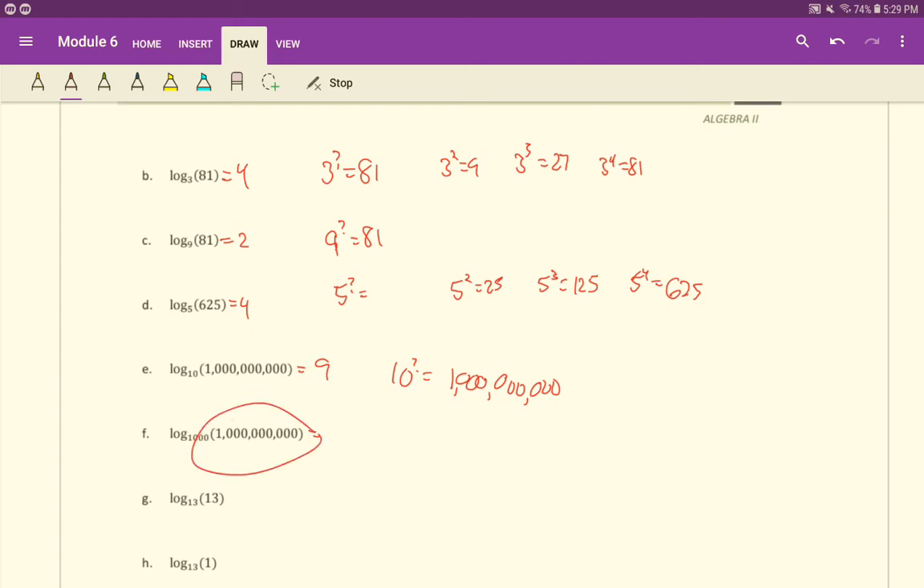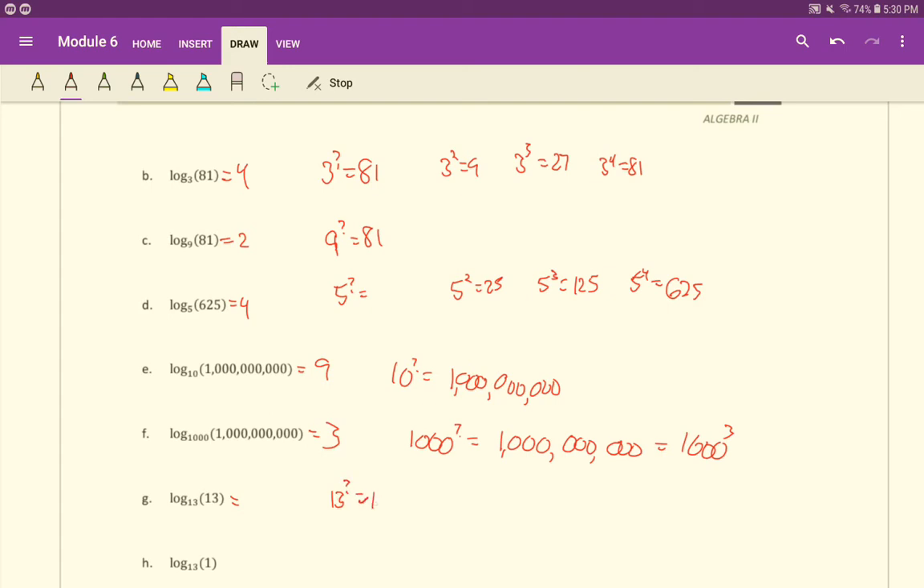Okay, now here's the base 1,000, so it'll be 1,000 to what power gives you 1 billion. And so here, for 10, we counted all the zeros, right? For 1,000, though, we're counting triples of zeros, groups of 3. So there's 1, 2, 3 of them. So in other words, 1,000 to the third equals that. So this is B3, okay?